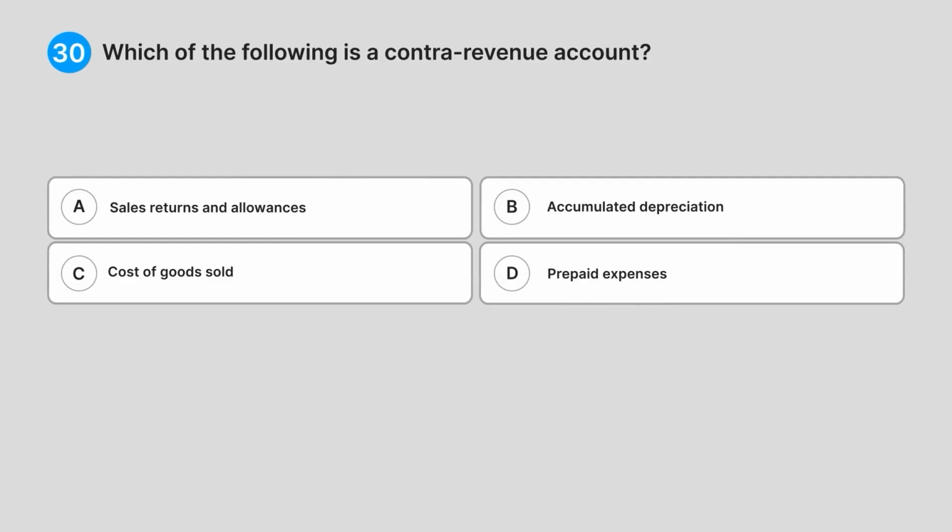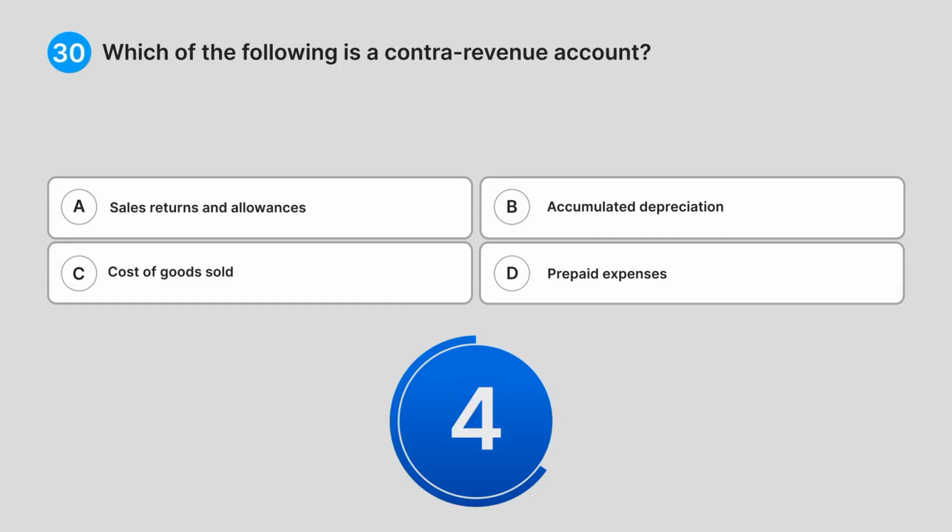30. Which of the following is a contra-revenue account? A. Sales returns and allowances. B. Accumulated depreciation. C. Cost of goods sold. D. Prepaid expenses. Can you guess the answer?